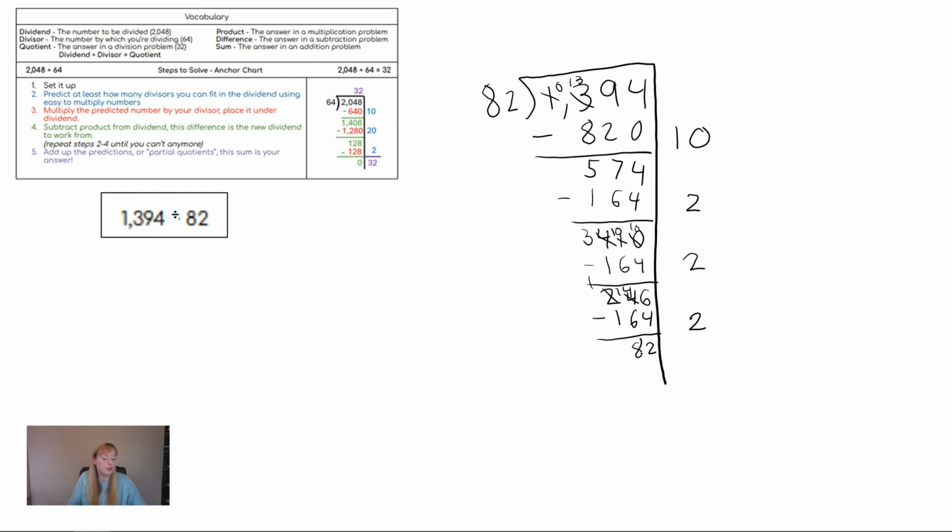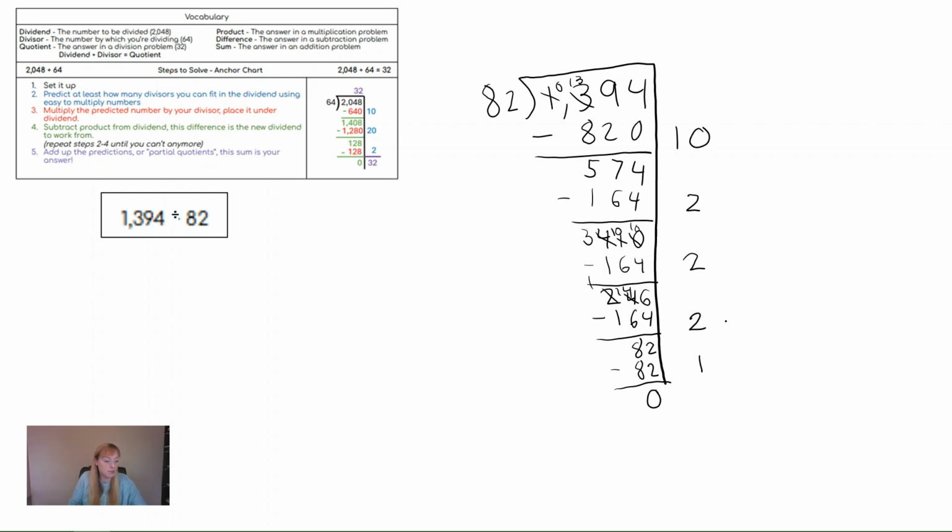I can do those steps one more time. Predict at least how many 82s I can fit in 82. Well, exactly 1. Now 1 times 82 is 82. Moving to step 4, subtracting, and it's 0 left. So I have to stop there.